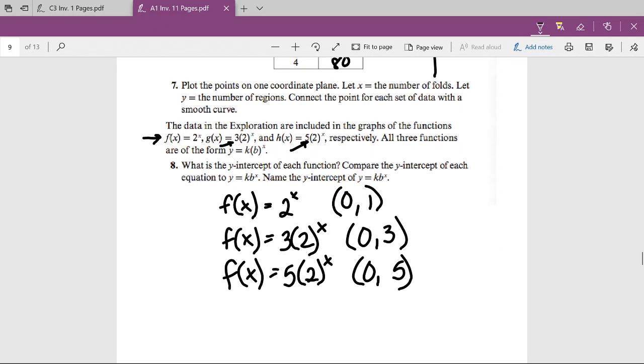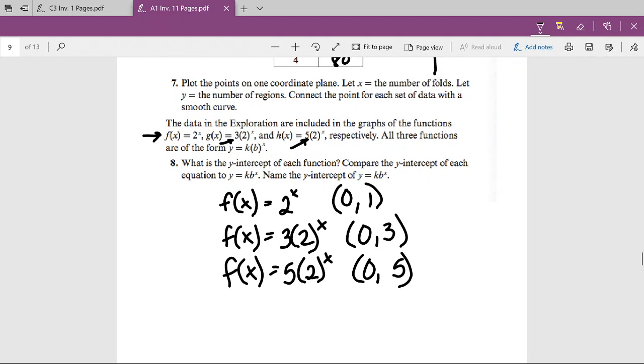So where does this come from in the equation? Well, in the second two, it actually seems pretty obvious. This 3 and 3 relate. This 5 and 5 relate. But where is that 1? It's actually hidden. Remember that sometimes we can show this 1 right in front, and that doesn't actually change the formula at all. Technically there we have 1 times 2 to the x, which relates to the y-intercept.